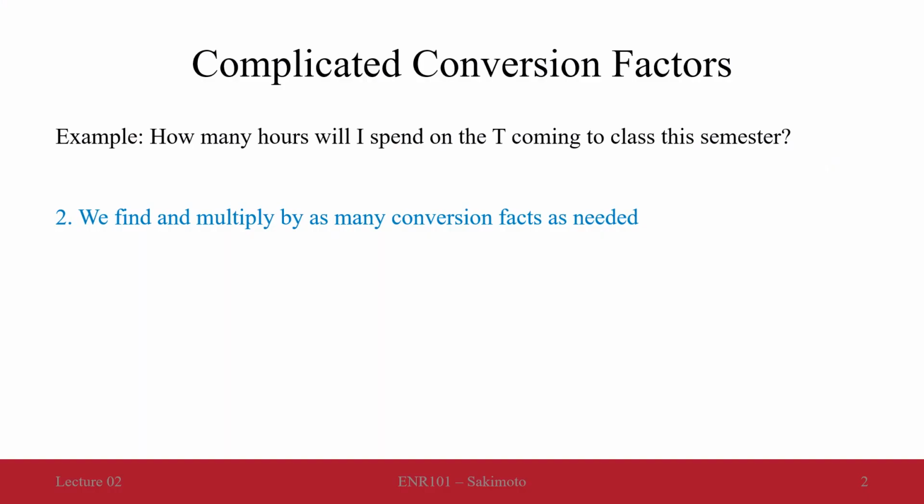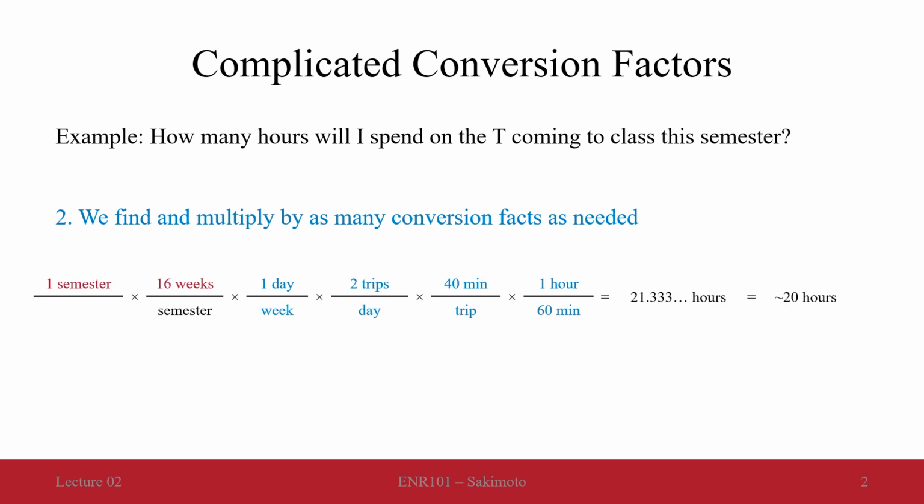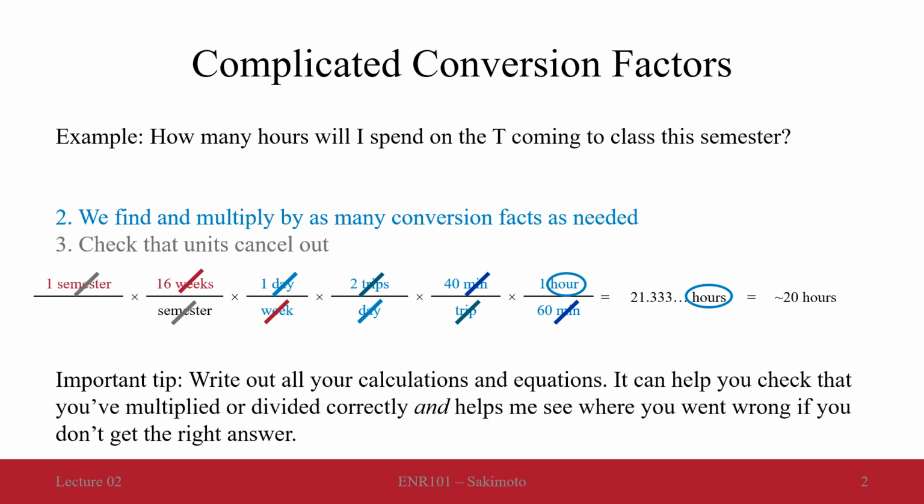Now, in the preceding talk, you may have noticed that when we calculated this number of hours we spend on the subway coming to class this semester, at the conclusion of our calculations, after arranging all of our conversion factors, multiplying and dividing appropriately, checking our units, at the very end, I rounded our final answer from a very exact 21.33 repeating hours to a much more imprecise 20 hours.